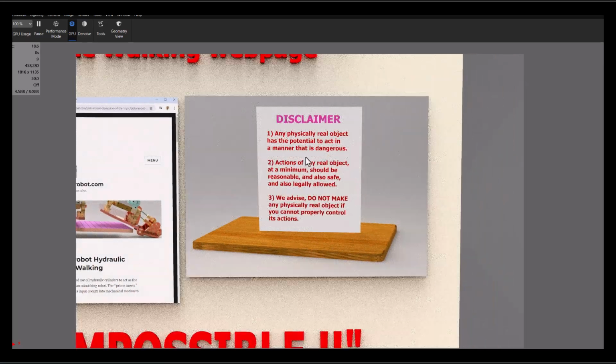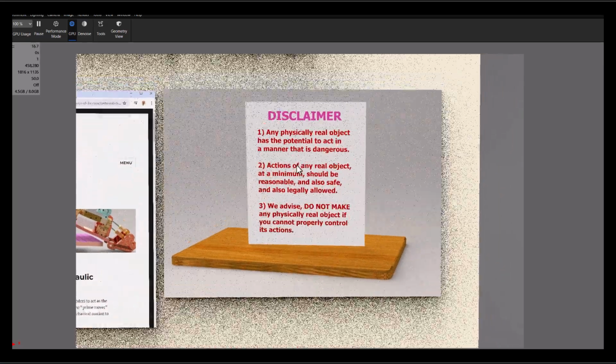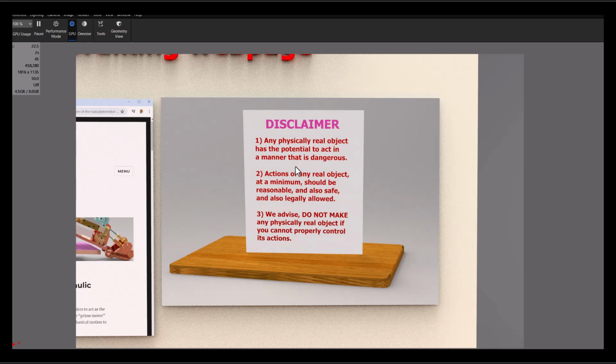I do like to remind everybody that any physically real object has the potential to hurt somebody. And my advice is, if you have a physically real object and you are managing it, then you should manage it in a manner that is legally allowed and reasonable and safe. And if you can't manage it in this way, then my advice is do not create it as a physically real item. And we'll now go on to part 4 of our discussion about the weight of the robot.